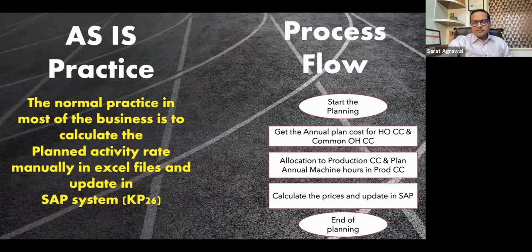Normally, what is the practice being followed all across the organization? The practice is that it is calculated outside the system and updated in SAP through Excel upload or through manual upload in the transaction KP26. But what is the process flow for that? The process flow is we capture all the expenditures of head office, common cost centers, and overhead cost centers in Excel, and we calculate the plan activity price in Excel and we update that in the system for the purpose of putting the absorption rate. So this is the process we have been following for the planning purpose.